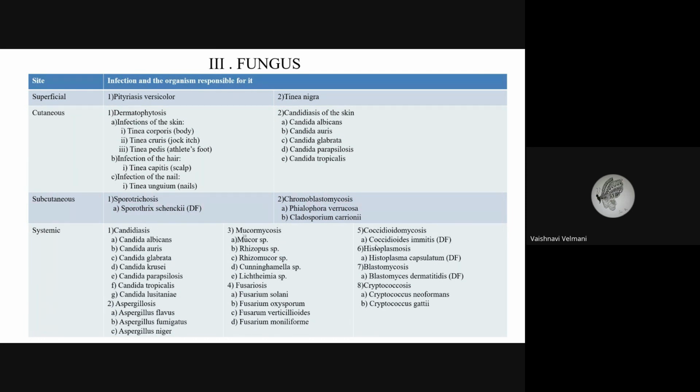And then the systemic side, there is the infection in the blood and internal organs. In the systemic side, the first common infection is candidiasis, then aspergillosis, then mucormycosis, then coccidioidomycosis, histoplasmosis, blastomycosis, and fusariosis, etc. So these are the common species that cause infections on the systemic side.